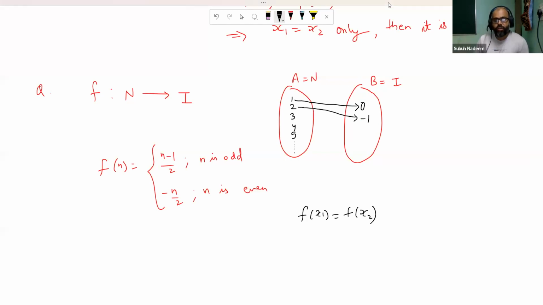Sharif, you can also tell. Faza is saying 1 by 2. How will it be 1 by 2? 3 is odd. Yeah, it will be 1. 3 minus 1 by 2 will be 2 by 2, which will be 1. What will be f of 4?